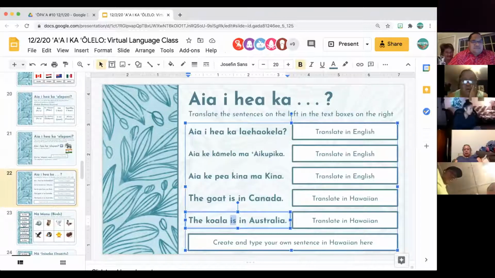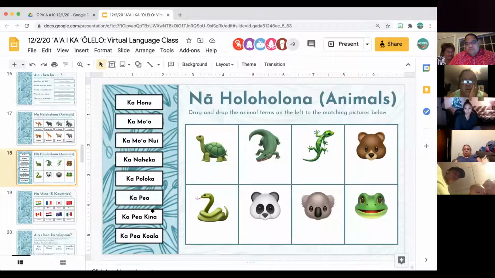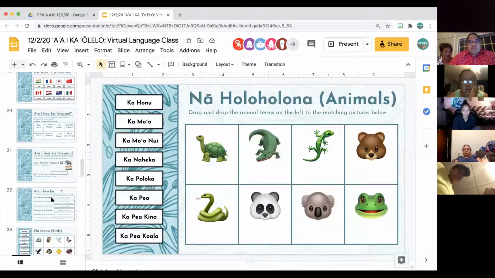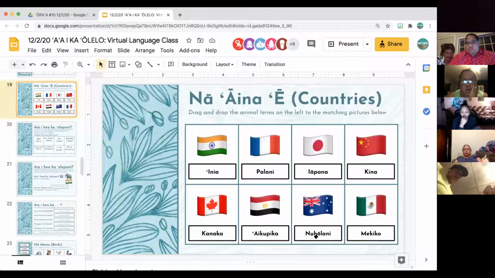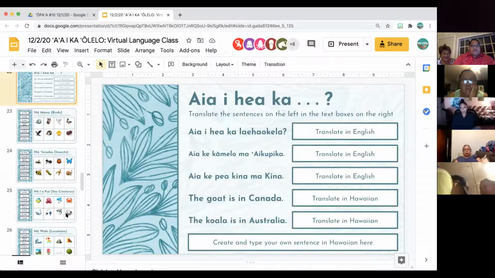Aya kapea koala ma nuholani. Good. Aya kapea koala ma nuholani, the koala is in or on Australia. Okay, maikaʻi. Oh my god, time goes by too fast.